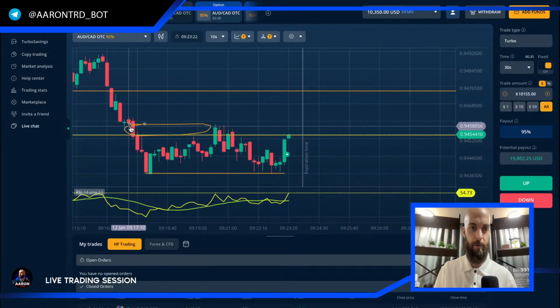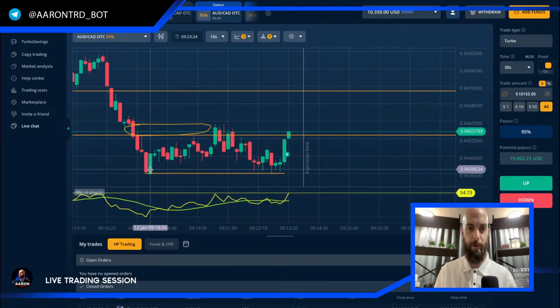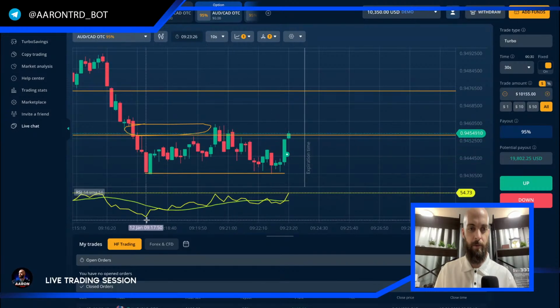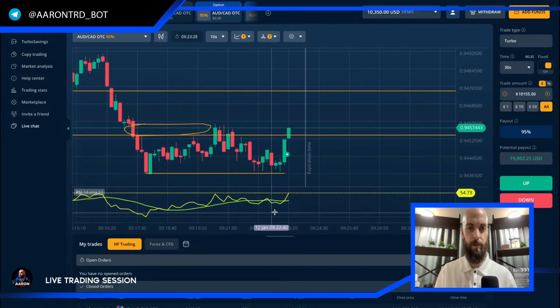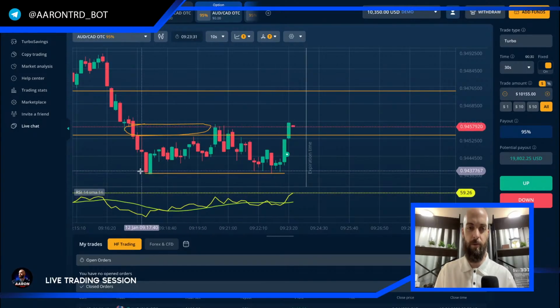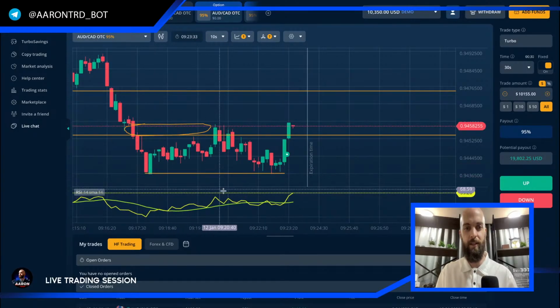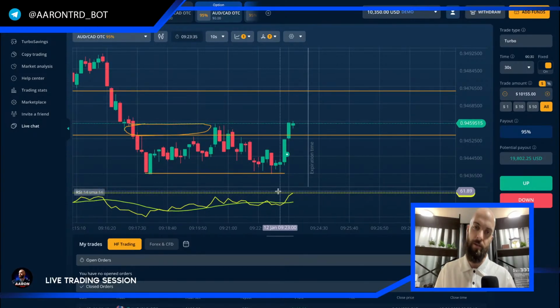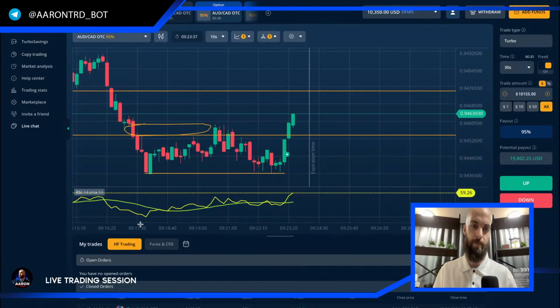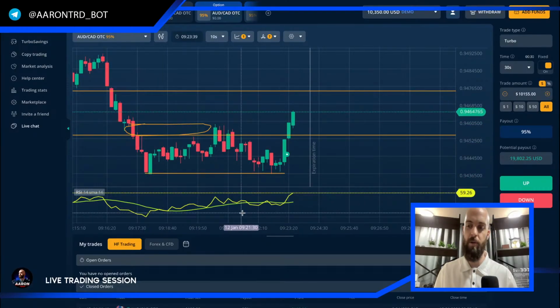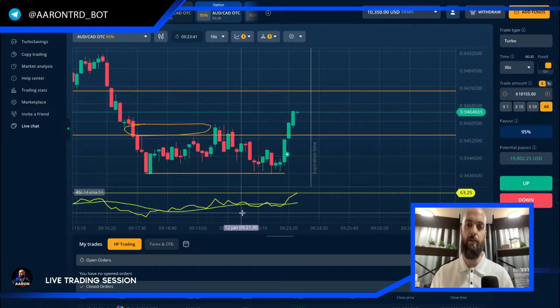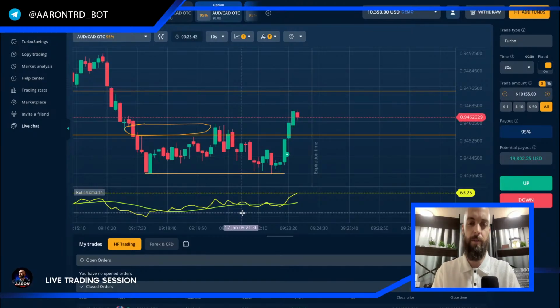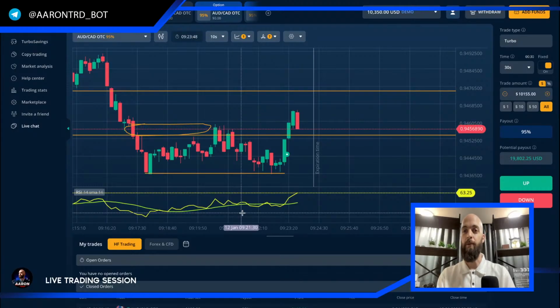It bounced off our fair value gap, headed down to our zone. We waited for the divergence right here, where price was about level. Ideally, if price goes lower, that's better. But price was level. Momentum is going up. That's what we wanted to see, and look at it right there. Nice. So I think that's a good note to end on.